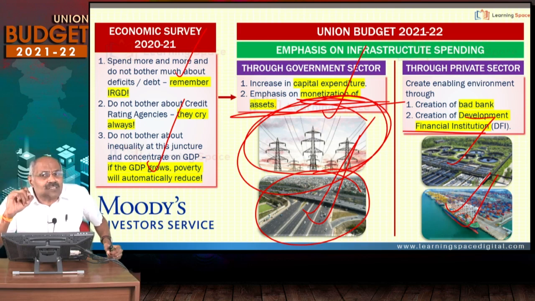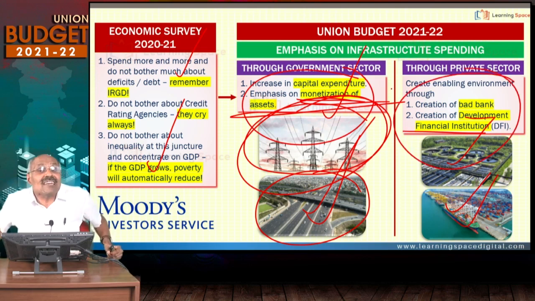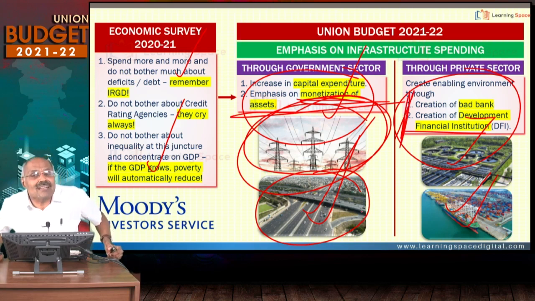And it involves strategic thinking of handing over the assets to the private sector. Right. So these two things are planned through the government sector. And enabling environment: one is the creation of a bad bank, second is the creation of a development financial institution. These two ways are very important. Through the creation of a bad bank, banks will be in a position to lend more because they will be freed of the hassles of the bad loans.